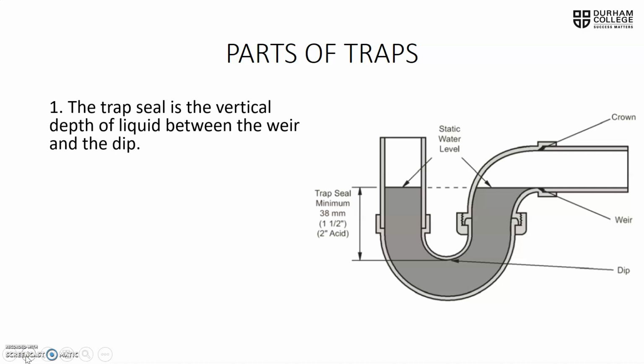The big part of the role is played by the number one part of the trap, the trap seal itself. The trap seal, by Ontario Building Code, has to be a minimum of 1.5 inches, and for any acid uses, it has to be 2 inches in depth. This depth creates the wall or the door that prevents the sewer gases from re-entering through the fixture.